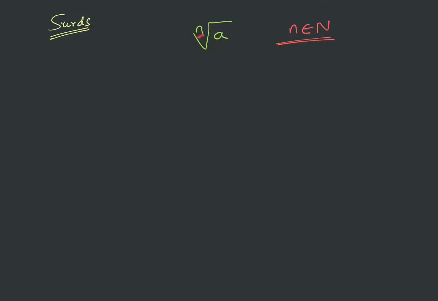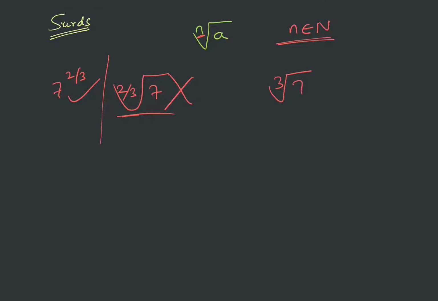For example, you can have 7 power 2 by 3. This is fine, but you can't write 2 by 3 root of 7. This representation is right, but this representation is wrong. For example, you can write cube root of 7, and also you can write 7 power 1 by 3. Because 3 is a natural number, this is valid, but 2 by 3 is not a natural number, so this representation is not valid. So for the nth root of a representation, n should always be a natural number.